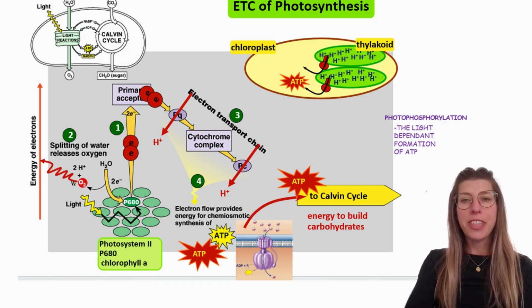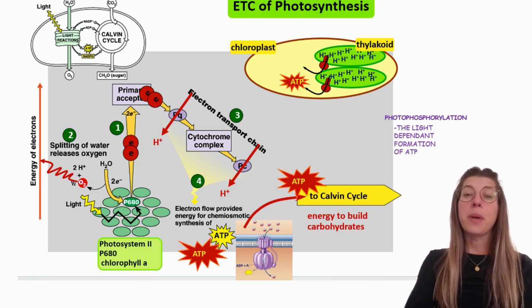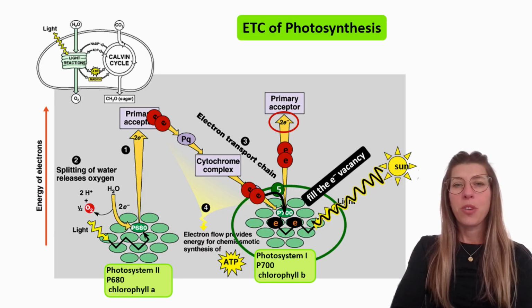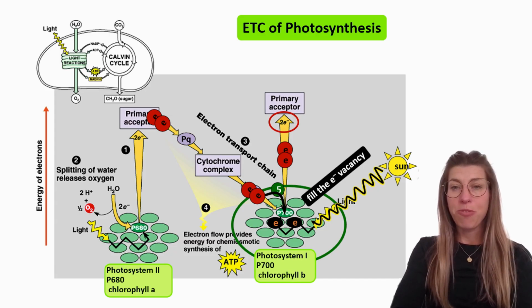You can see that the ATP then is going to be moving into the Calvin cycle next to be used to build those carbohydrates, to build the glucose that is the end product of photosynthesis. So we're not done yet. You would think we are because, okay, we've made ATP. That's all we need, right? But we also need those high energy molecules for the Calvin cycle as well.